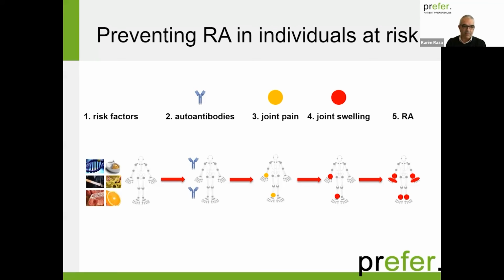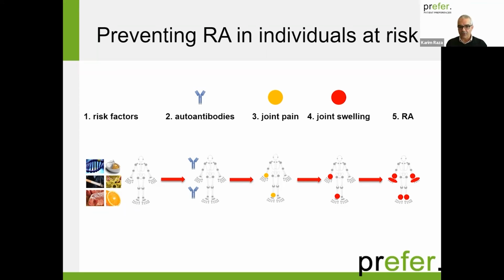So if you look at the far left-hand end of it, you've got someone who's completely well, but they may be exposed to risk factors for rheumatoid, including, for example, smoking, or carry genes which put them at risk of rheumatoid. Some people at risk of rheumatoid then start developing antibodies in the blood associated with rheumatoid. They feel fine, they don't have any problems with their joints, but if you took a blood sample from them, you'd find that they had antibodies associated with rheumatoid in the blood.